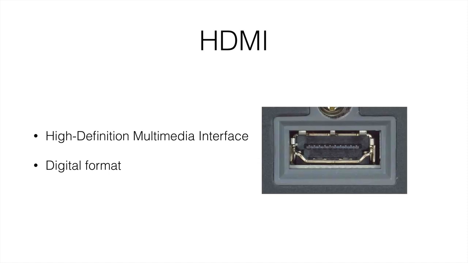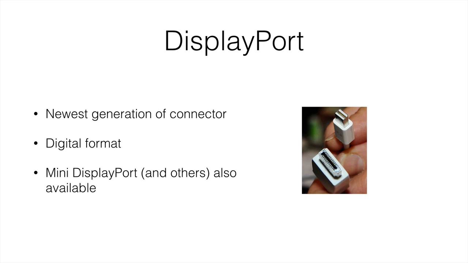Then we have HDMI, which is High Definition Multimedia Interface, and this is digital as well, and as you can see, it's completely different and a lot smaller than the other two. And then we have DisplayPort, which is the newest generation. For example, new Mac computers now have one or two DisplayPorts, and it's the best way to connect to a screen. It lets you send audio as well as video, so this is the best.